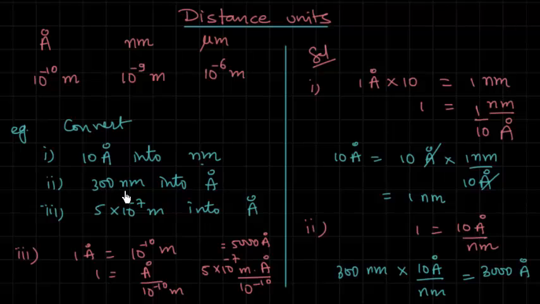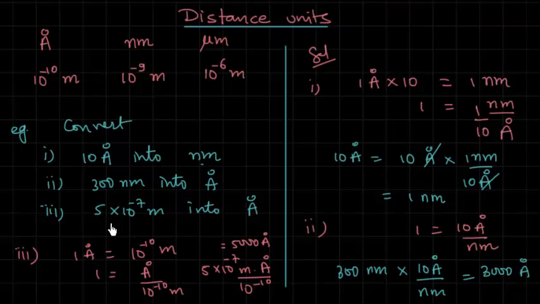Now, 300 nanometer into Angstrom. From this equation, instead of taking this on the right side, if we take 1 nanometer on the bottom, this becomes 1 is equal to 10 Angstrom upon nanometer. Now we multiply this with 300 nanometer. The conversion factor is just the reverse of the earlier one. As 1 by 1 is also 1, you can reverse this and multiply it to any quantity. It doesn't change anything. So 300 nanometer times 10 Angstrom upon nm. The nanometer cancels, and this becomes 3000 Angstrom.